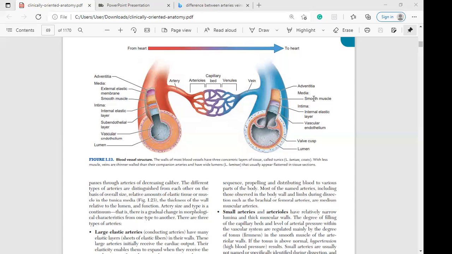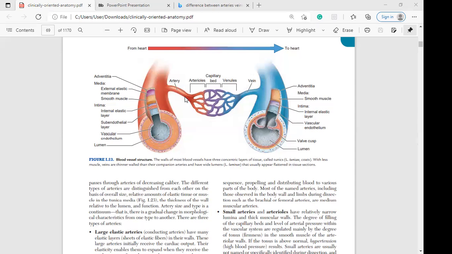Again, let's look at the capillaries quickly. In the capillaries, we said they only contain one tunic. And what is that tunic that they contain? They contain only tunica intima and the basement membrane. Good. And that tunica intima has the endothelium with a basement membrane. So it doesn't have the adventitia, and it doesn't have the media.